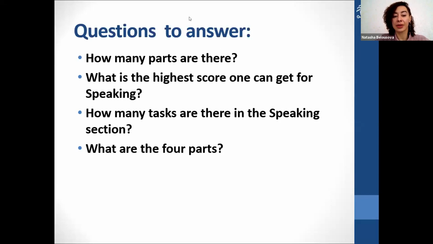How many tasks are there in the speaking section? I've already said it, but okay, thanks very much. Yes, there are 4 parts. And what are they? Let's try to remember together. What's the first one? The most exciting one. The first part is what? That's interesting, Marina. But I think, okay, it's reading aloud.